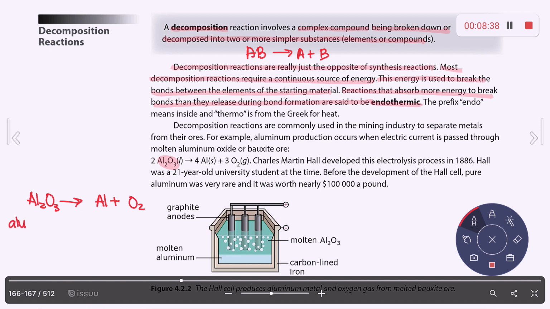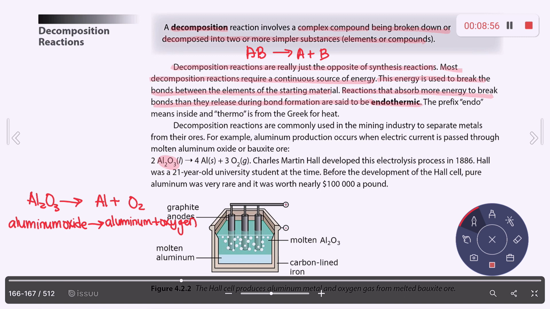You can do this the same way that we did the synthesis reactions. You would just write it in the reverse order. So aluminum oxide is going to decompose into aluminum plus oxygen. And then at this point, we would balance it.